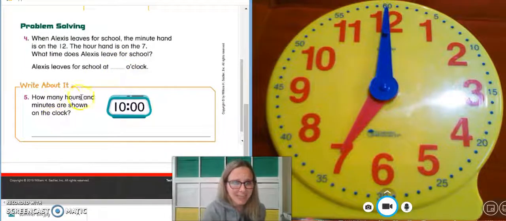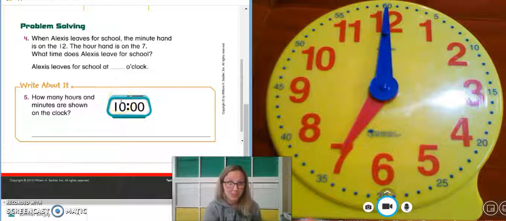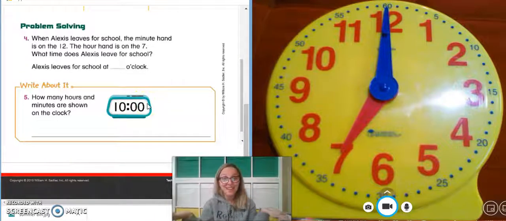And number 5 says, how many hours and minutes are shown on the clock? Well, I see 10 hours, so that's 10, and I see 0 minutes. So it's 10 and 0. 10 hours, 0 minutes is 10 o'clock.